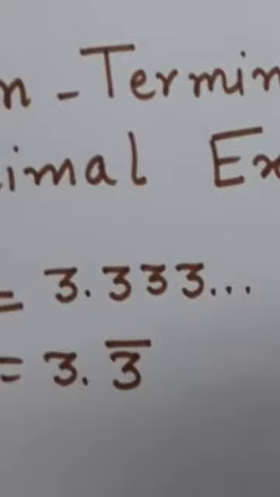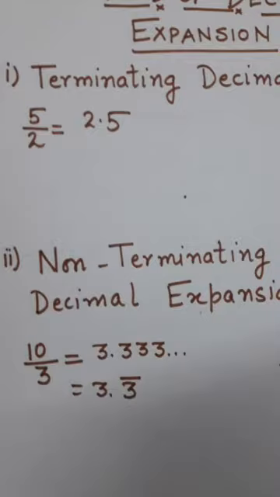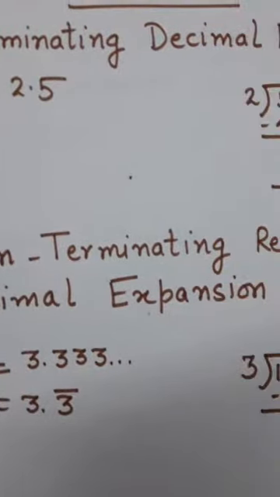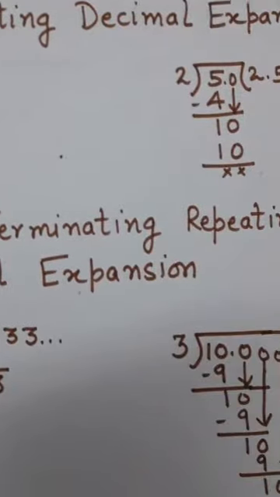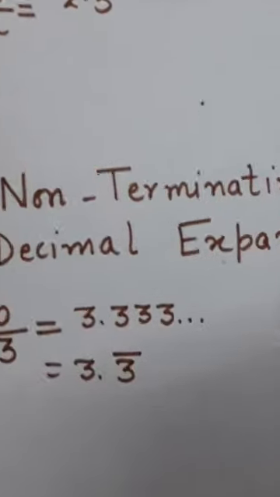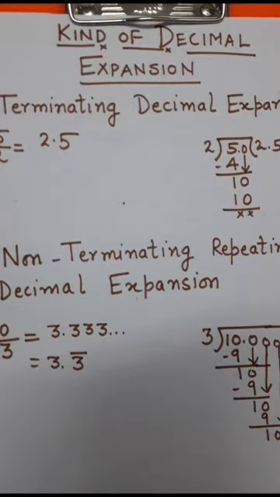Always remember, for "and so on" we put 3 dots, neither more than 3 nor less than 3. Because here the 3 is being repeated again and again, we will place a bar over 3 and we get the quotient as 3.3 bar. So this kind of decimal expansion is called non-terminating, because we are not getting remainder 0, and repeating, because the same number is repeating itself again and again. Here 3 is repeating itself again and again. Therefore, this kind of decimal expansion is called non-terminating repeating decimal expansion.